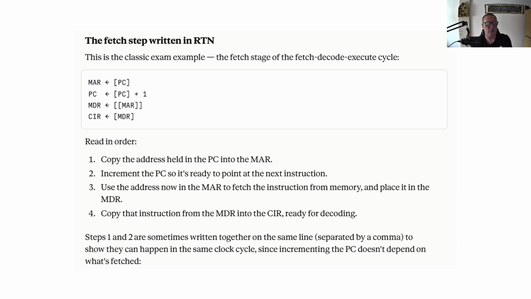And obviously in this case, because it's a fetch, that data would effectively be an instruction. We can write steps 1 and 2, the first two steps, on the same line separated by a comma to indicate that they could happen in the same clock cycle. Because there's no dependency there, they can be done in parallel.